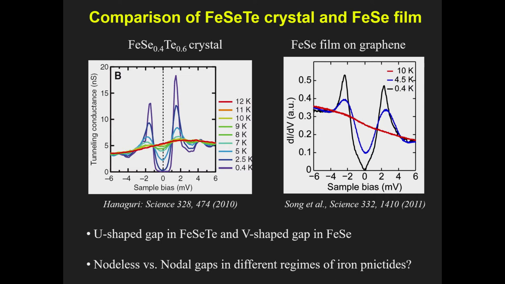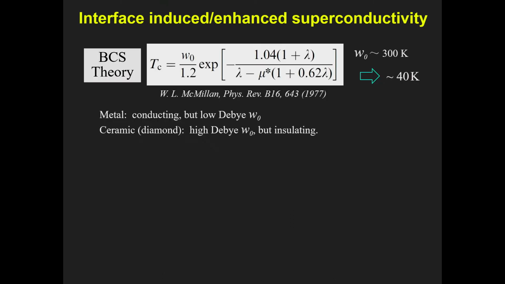A year later than that, Hanaguchi's group, in iron selenide telluride single crystal, found this very nice U-shaped gap. Both results have been reproduced by other groups. So they are true somehow. By just increasing the tellurium content, you can change the material from a V-shaped gap to a U-shaped gap, maybe from a nodal superconductor to a nodeless superconductor. That's already quite interesting, but not enough for Qi-Kun.